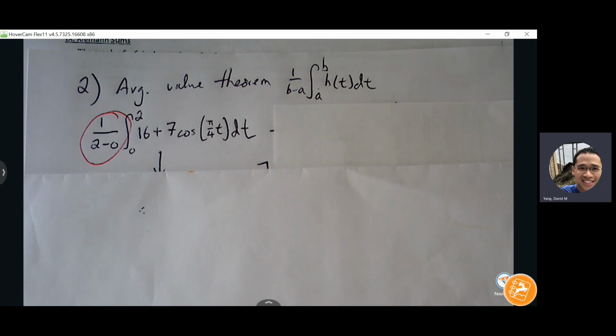Okay, so these are two separate problems here because there's that plus sign. So what's the integral rule for 16? 16 becomes what? Antiderivative, we've got to make the degree rise, right? So 16 becomes 16x. Here we're using variable t, but we're going to make it degree one, right? 16 becomes 16t. But here, the integral of 7 cosine pi over 4t, I've got to go through a little bit of what?